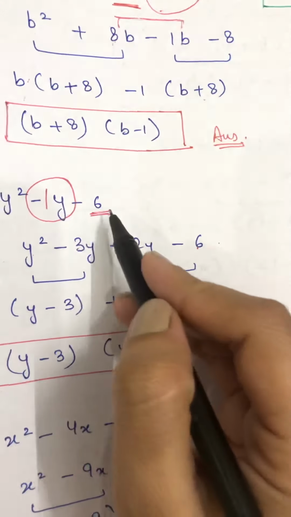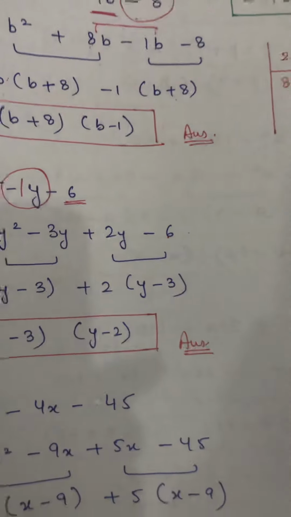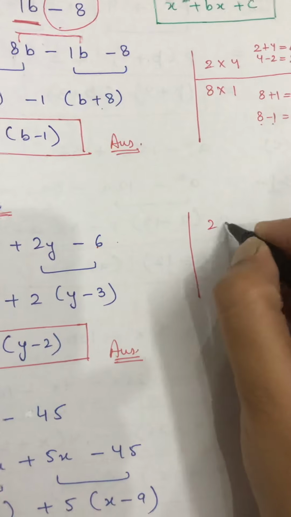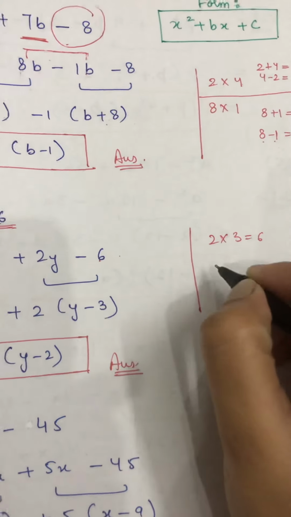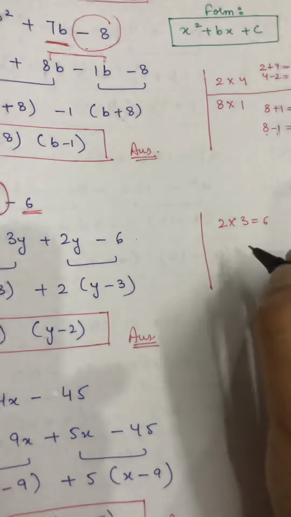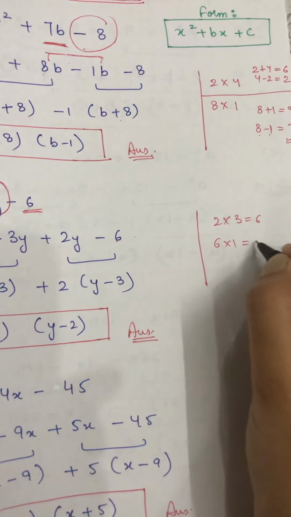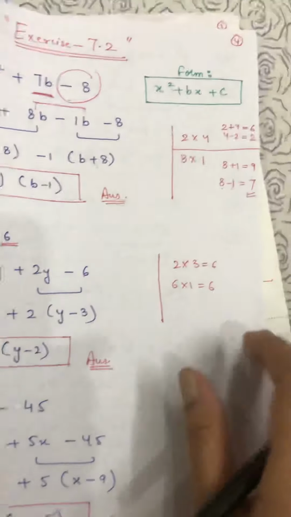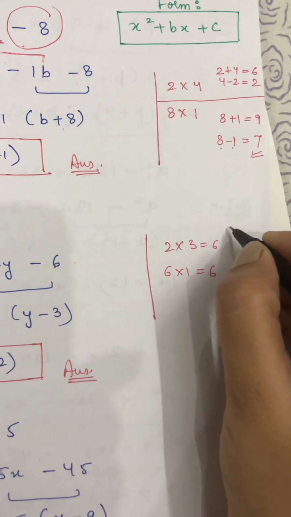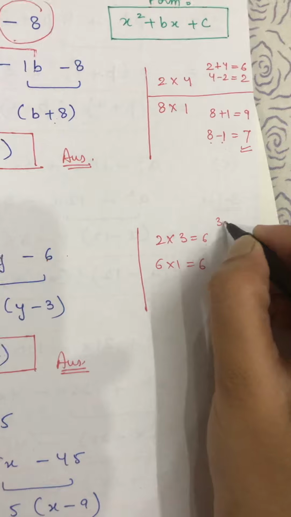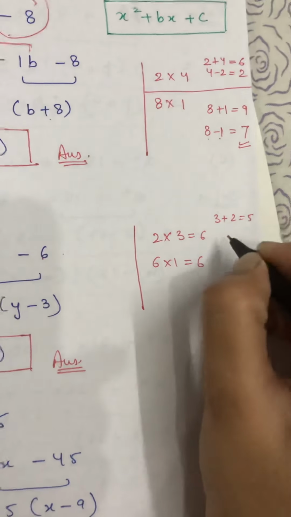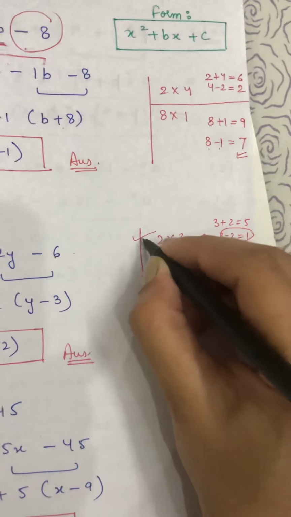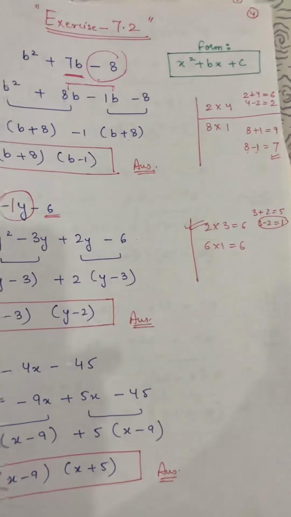Okay, make factors of the last term and split the middle term. Now factors of 6 are 2 3s are 6, or 3 2s are 6. After that, 6 1s are 6. Now your plus or minus should be equal to 1. Then I'll subtract 3. If I add 3 plus 2, it is equal to 5. No. If I subtract 3 minus 2, it is equal to 1. Yes, this is my factor which I want.